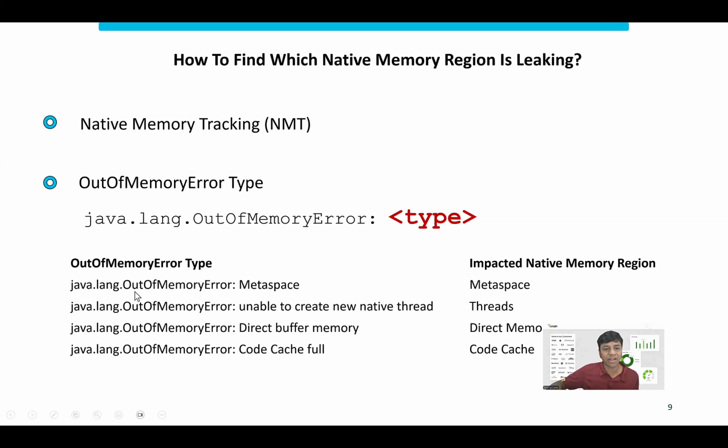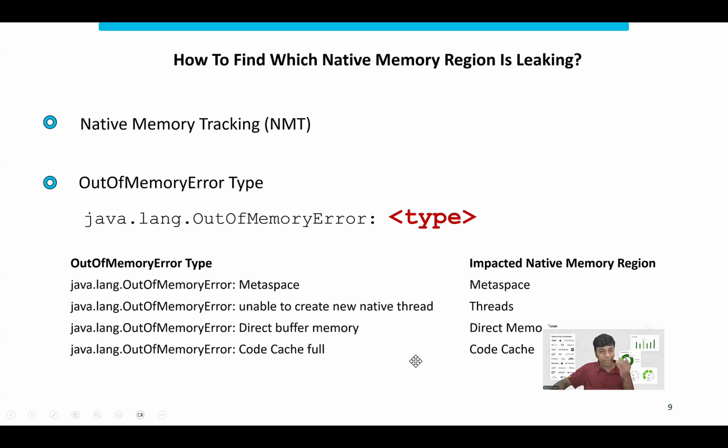Here, if an out of memory error is happening at the metaspace, let's say metaspace is saturated, an out of memory error is going to be thrown like this: java.lang.OutOfMemoryError: Metaspace. So when you see this error, it indicates the memory leak is happening in the metaspace region, right? And if the memory leak is happening in the threads region, this out of memory error will be thrown: OutOfMemoryError: unable to create new native thread.